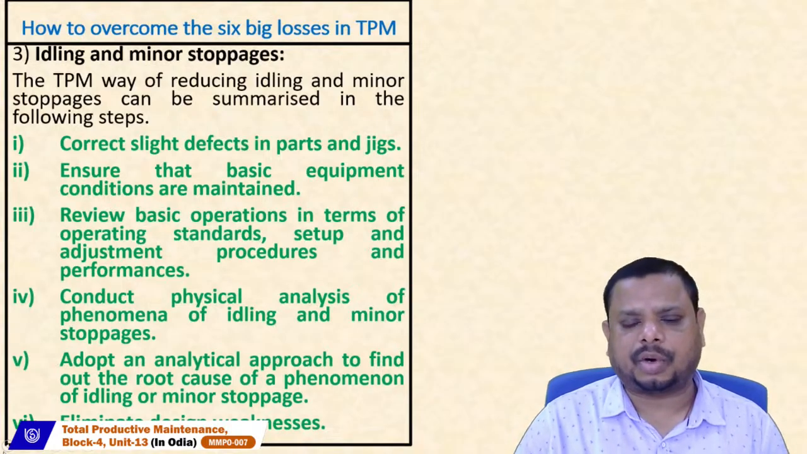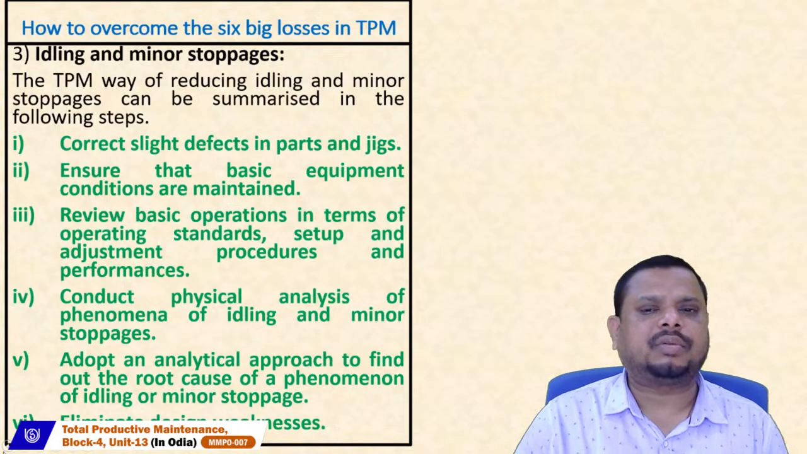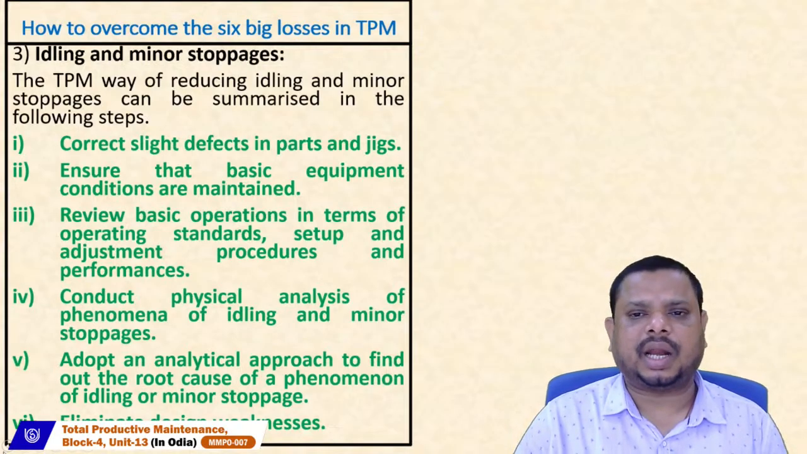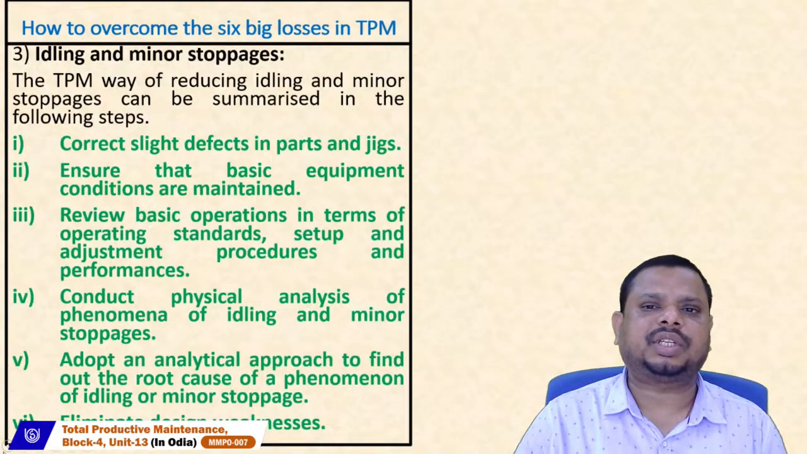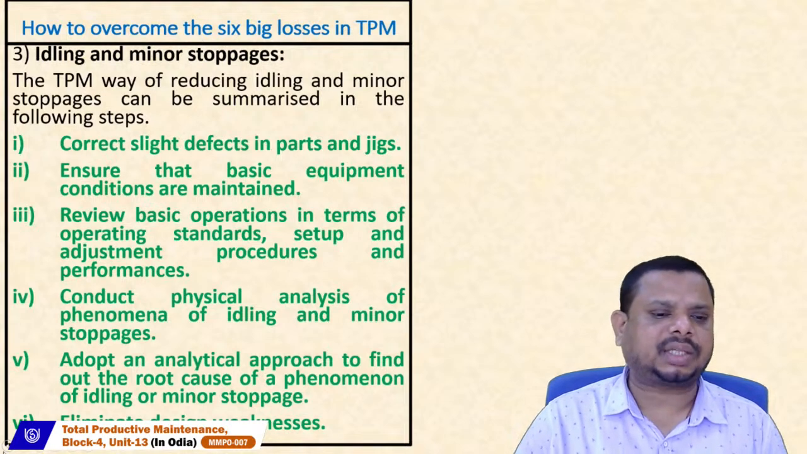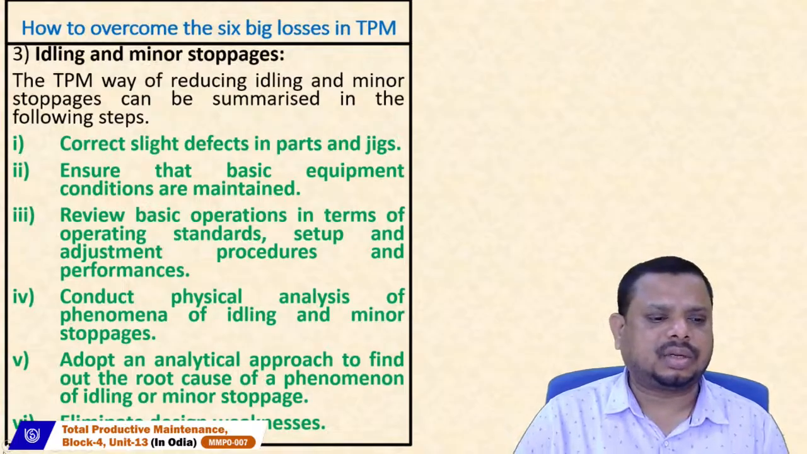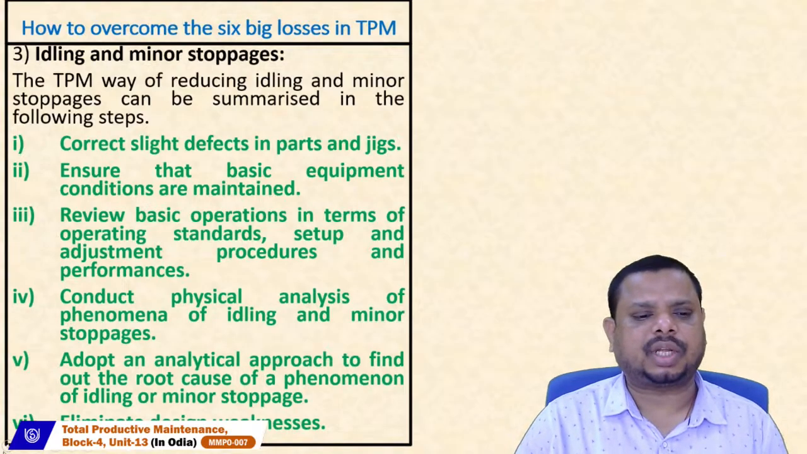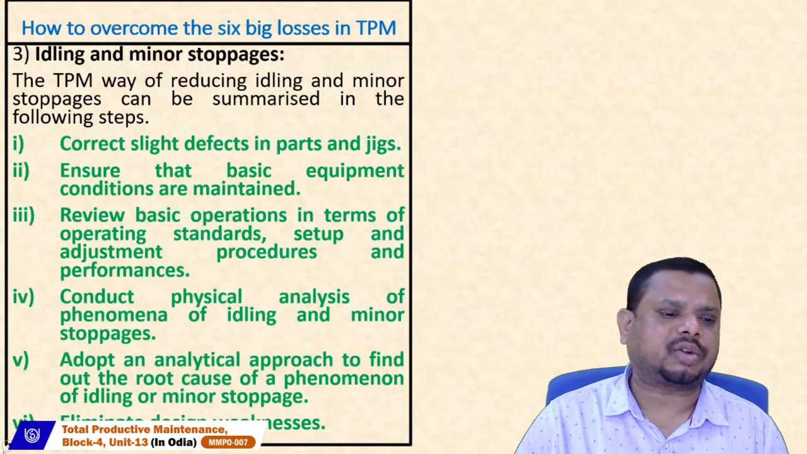That means you have to provide proper cleaning, lubrication, and tightening of each and every bolt which is directly fixed in the equipment. Review the basic operation in terms of operating standards, setup, adjustment procedures, and performance. The fourth one is to conduct physical analysis. Physical analysis avoids 80% of breakdowns in industries. Idling and minor stoppage are simply avoided through the physical analysis of machines and equipment.